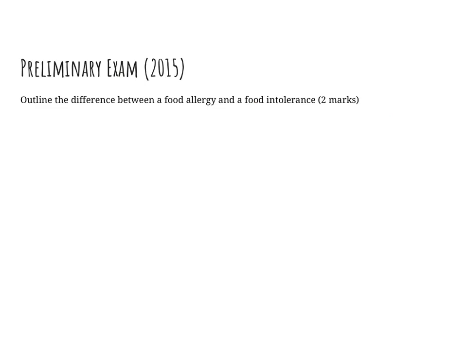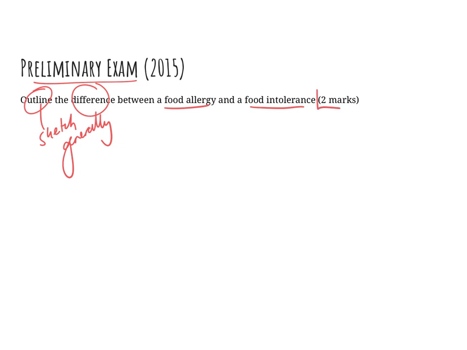So this is a practice question to see how you might be assessed on this content in an exam, and it came from the 2015 prelim exam. Now this question says to outline, and outline is to sketch generally the differences between allergies and intolerances. It's asking you to write 2 marks worth, which is around 4 lines of information. There's no need to actually define what an allergy is and what an intolerance is here. All you need to do is provide the differences.